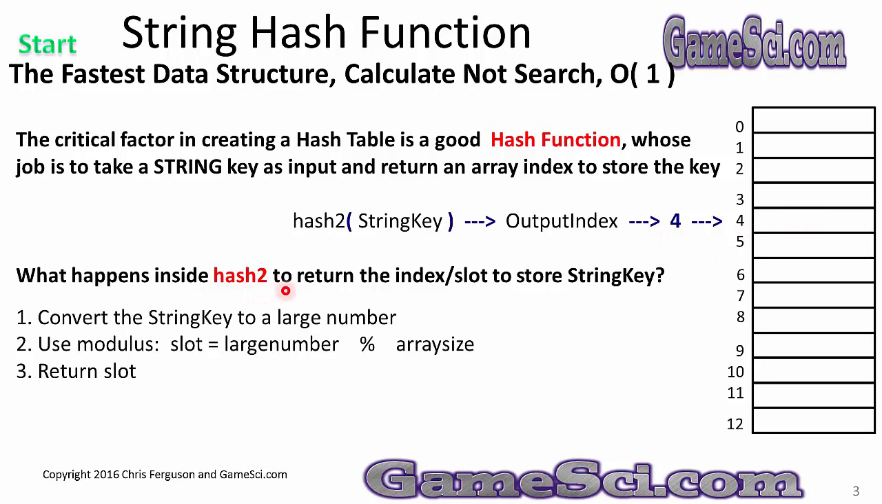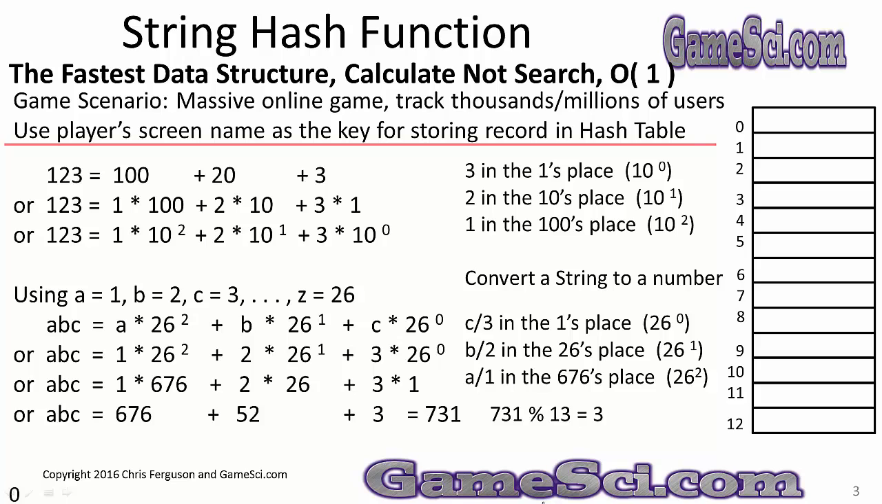Now, what happens inside hash2 to return the index or slot number to store a string key? Number 1, we need to convert the string key to a large number. We have to come up with a formula to convert letters to a number. Number 2, we then use the modulus operator, so we can say the slot equals the large number that we just converted, modulus the array size, and come up with a position. Number 3, we return that slot number to the user.